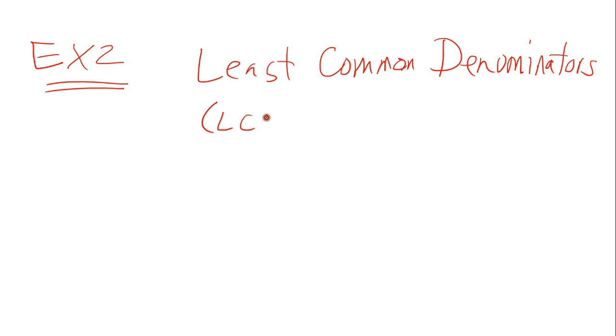Or they also call them LCDs, basically. So if we take two numbers, say 4 and 6, and we want to find the least common denominator, basically it's going to be the largest value that each one has in common.